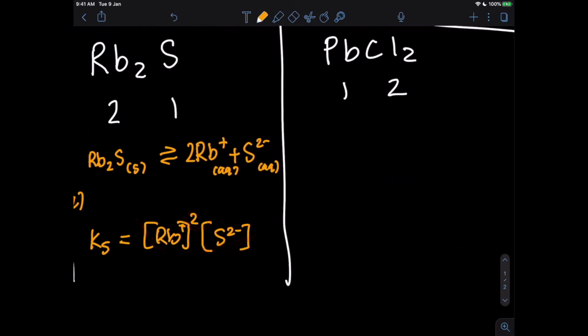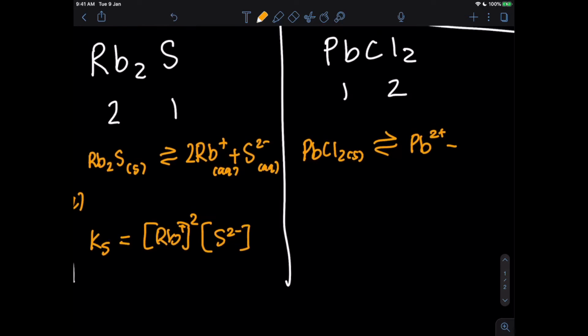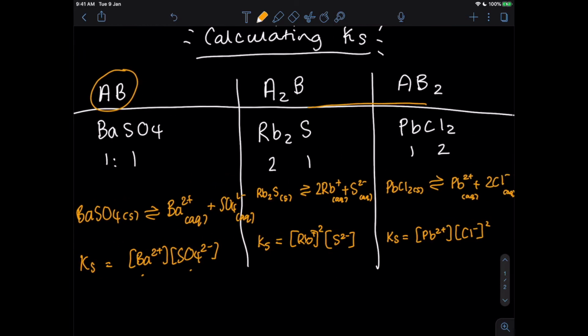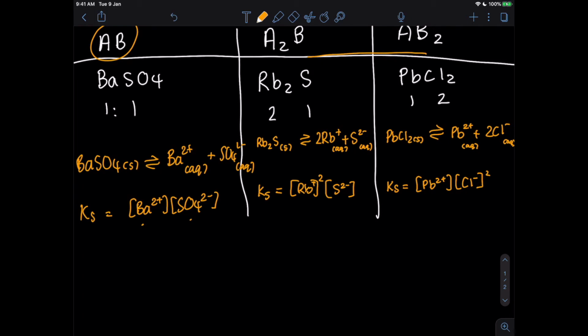And then the same for this side, we've got lead chloride, which is a solid, dissolving to form its 2 ions, lead 2+, and 2 chloride ions, which again means that we're going to have a squared in our Ks expression. It's just on the anion this time instead of on the cation. So what we have here, we have 2 different equations that we can use to calculate the concentration of Ks.